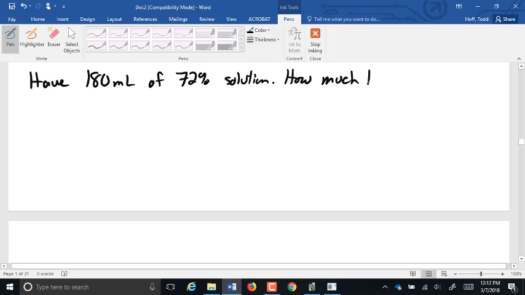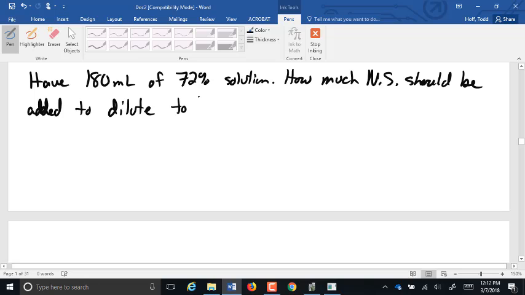How much NS should be added to dilute to, let's see here, let's go 27%.